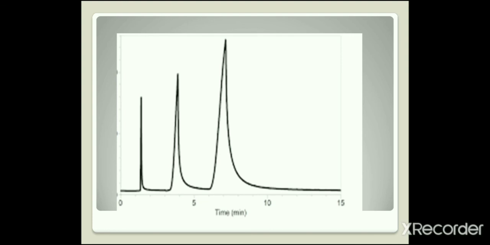That particular peak represents the retention time. Retention time is the time required for that component to elute from the column. And this retention time is based on the reference list. So we have to check the reference list and compare to determine which component it is.